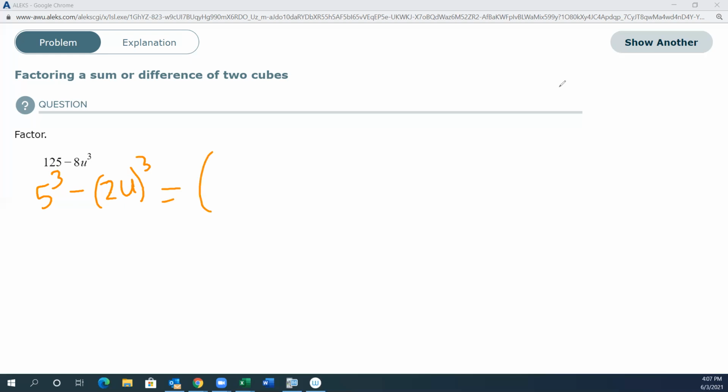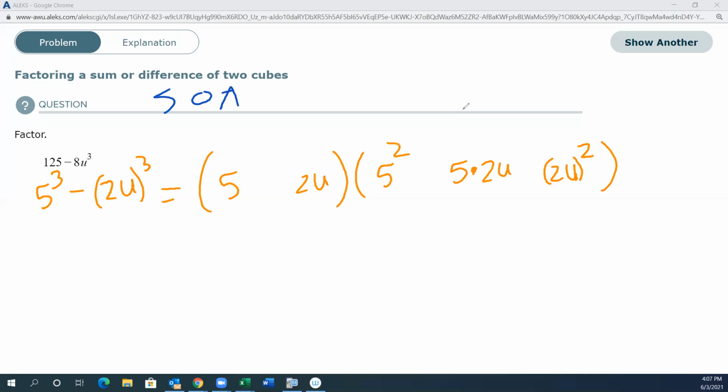All right, so then we get the things that are being cubed. Then we get them again, but squared. And I have to square the entire 2u, not just the u, so I need those extra parentheses. Then I multiply those two guys together. And now it's time for signs. And the soap says, first sign is the same as what you started with. Then the opposite of that, then always positive.